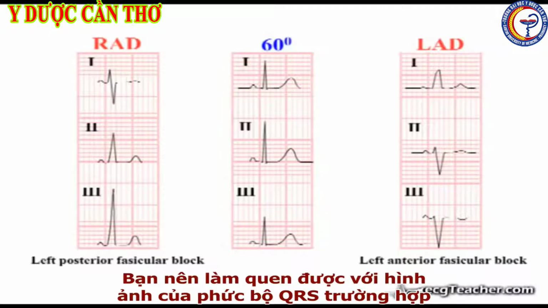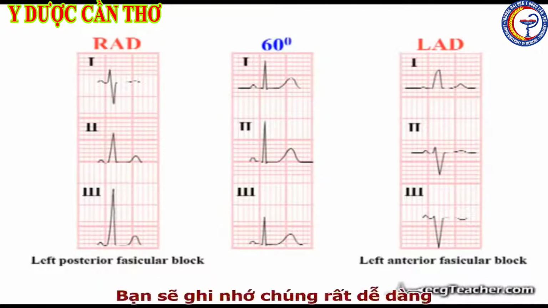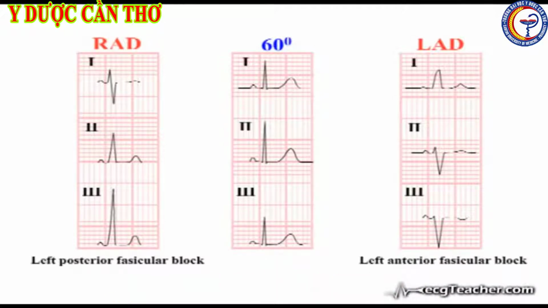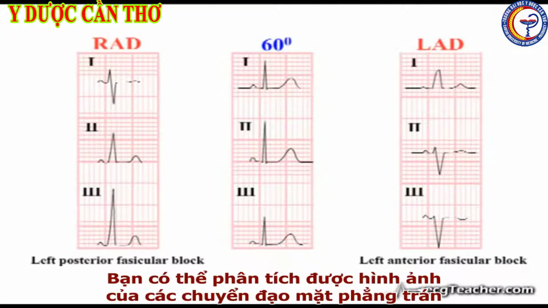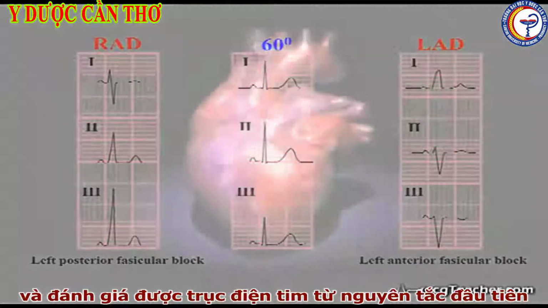It is well worth being familiar with the QRS patterns of left and right axis deviation in the standard limb leads. You may simply memorize these patterns. Alternatively, as outlined in video 2 of this section, you can analyze the morphology of the frontal leads and determine the axis from first principles.